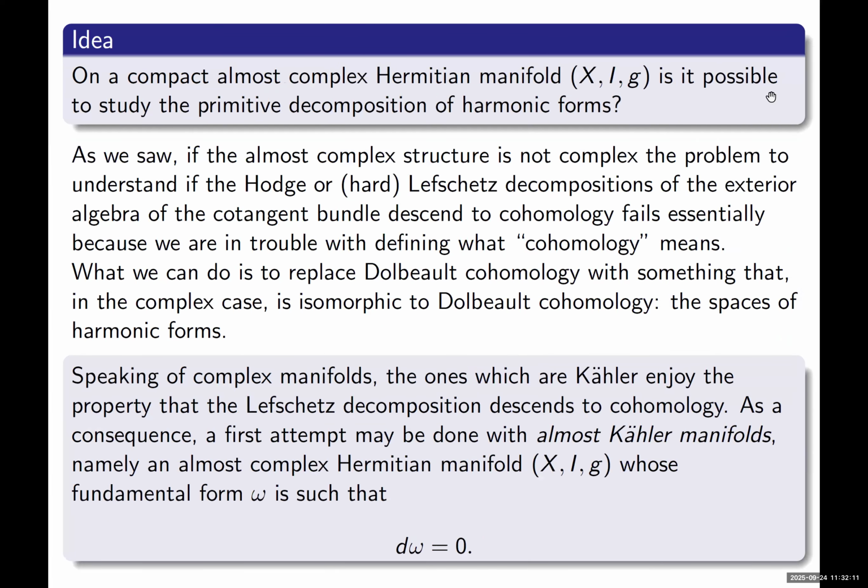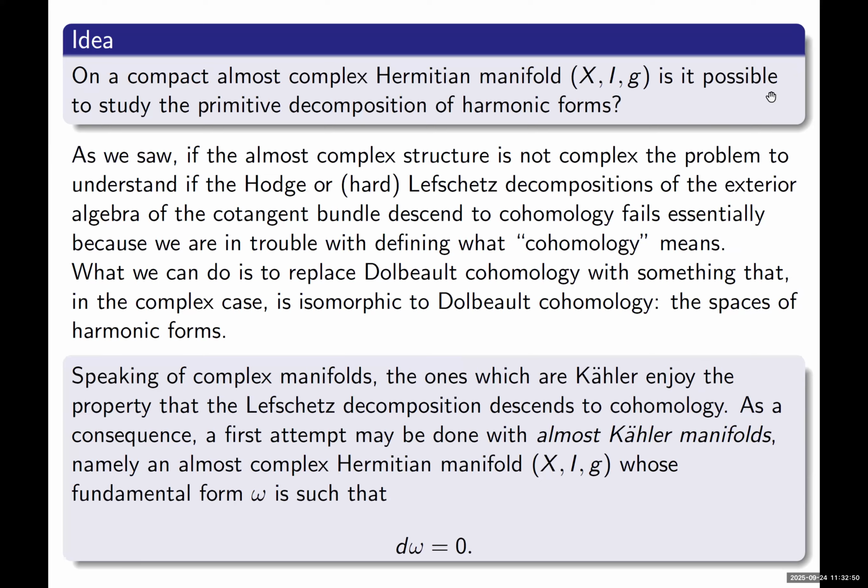Now, the idea is then, if we want to study some decomposition and to see if it passes to cohomology, we are in trouble in the case of almost complex manifolds, since we have no way to define Dolbeault cohomology. What happens if we look instead at harmonic forms? Is it possible to have splittings of harmonic forms which mimic the decomposition into type or the Lefschetz decomposition?